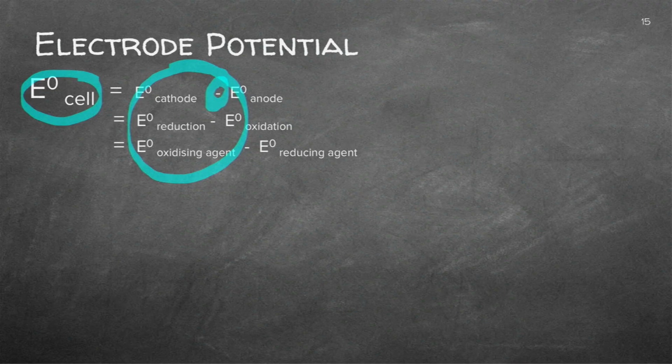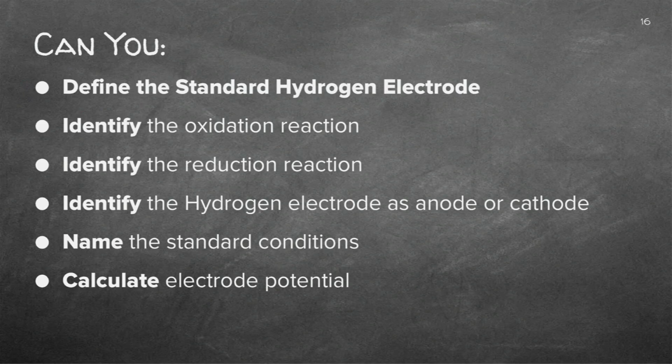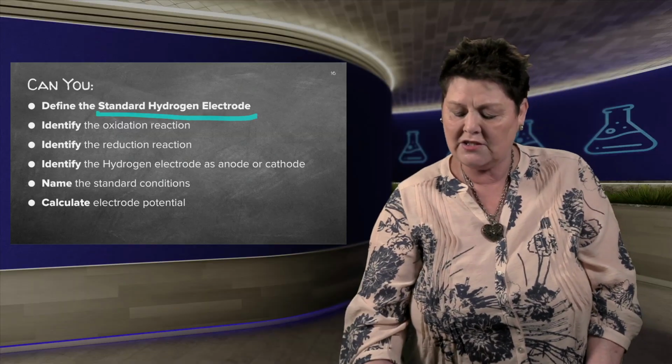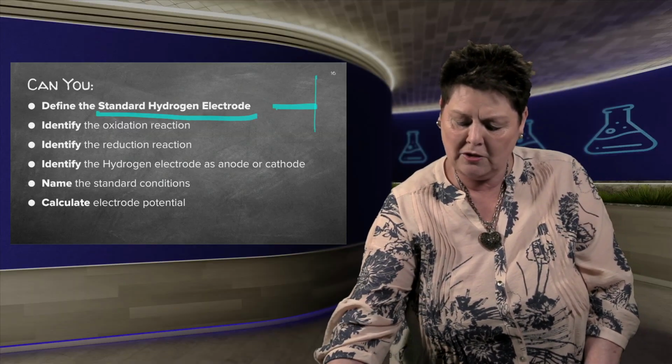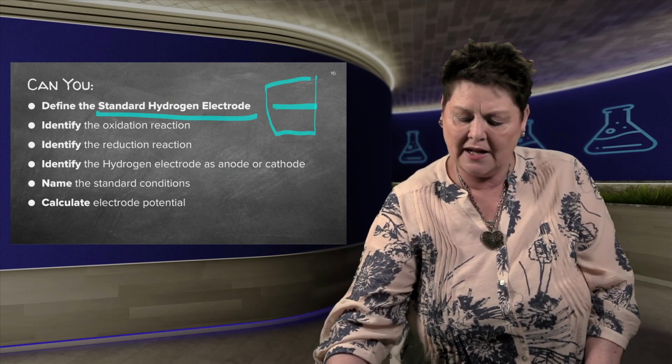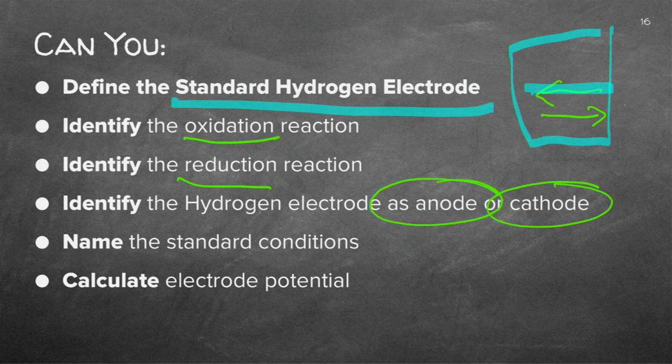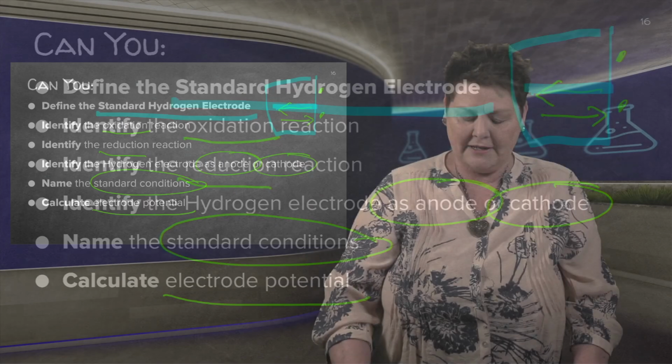Right, this lesson was to tell you where we find the standard hydrogen electrode. It's right in the middle of your table. If you have a look at that, just identify, is it going that way or is it going that way? The oxidation and reduction half reactions you saw, we know it can be either an anode or a cathode, giving me ultimately the values of each of those. It's standard conditions, you know the three conditions, and you should be able to calculate the electrode potential.